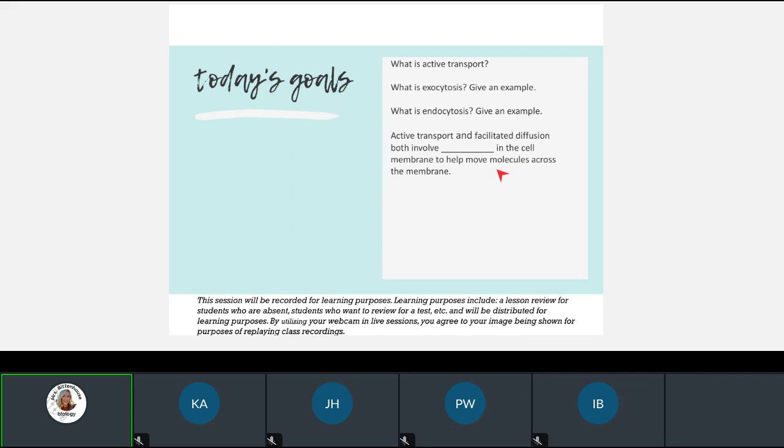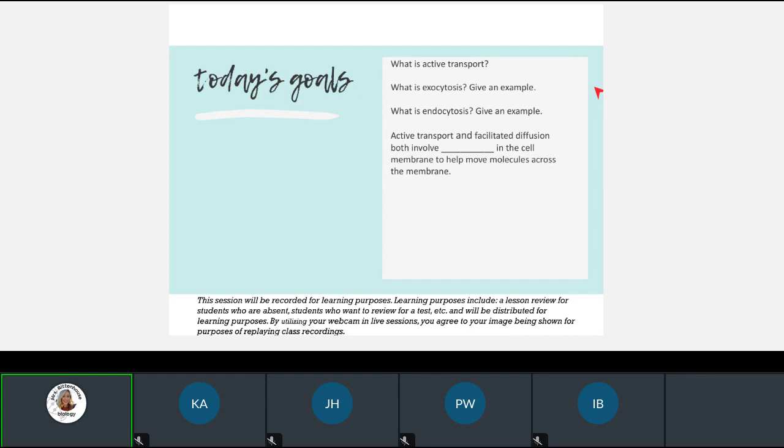Good. Perfect. So I left that blank because we talked about that yesterday a little bit. What is that in the cell membrane that helps? Great job. Guys, thank you so much. What was that in the plasma membrane? Yes. The lipids are the membrane and the proteins are the channels. That would be great, Justin. Thank you so, so much.